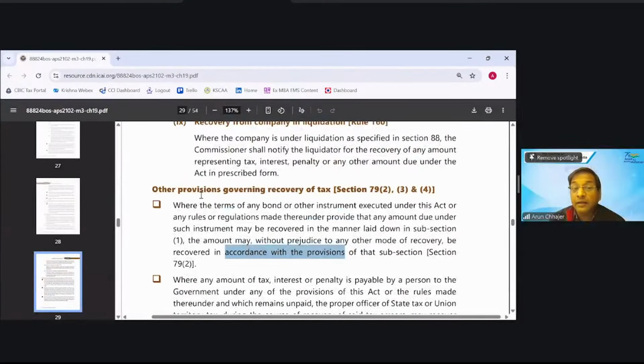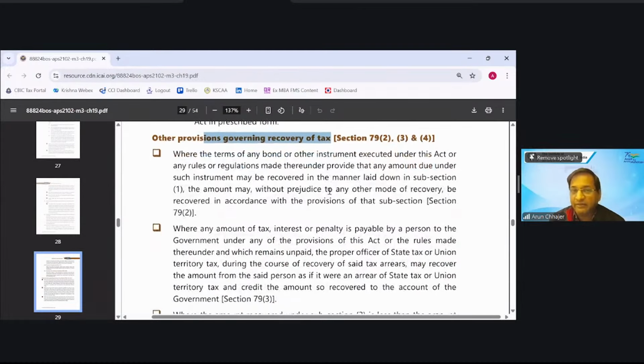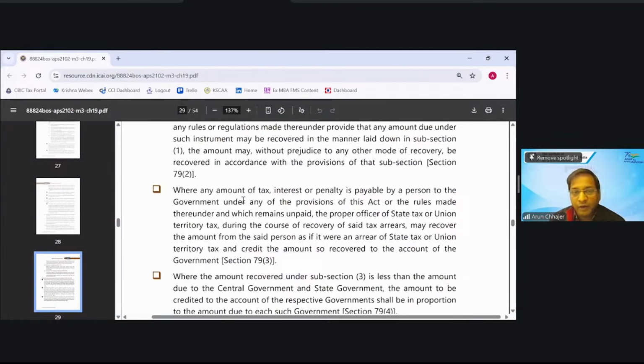किसकी बात करें? Any other provision governing the recovery of tax: where the amount of tax, interest, penalty is payable by the person to the government under any of the provisions of this Act or the rules made thereunder and remains unpaid, the officer of the state tax or UT tax during the course of the recovery of the said tax may recover the amount as if it is an arrear of the state tax or union territory tax and credit the same amount to the government.